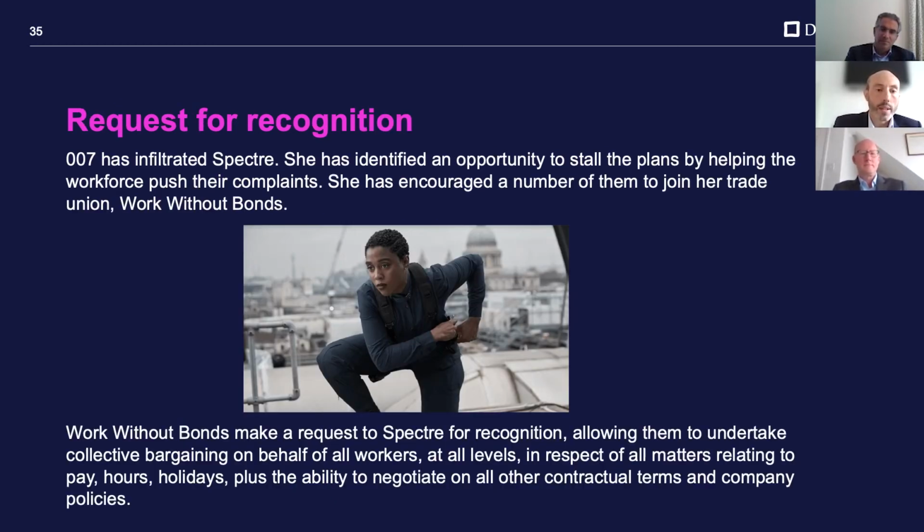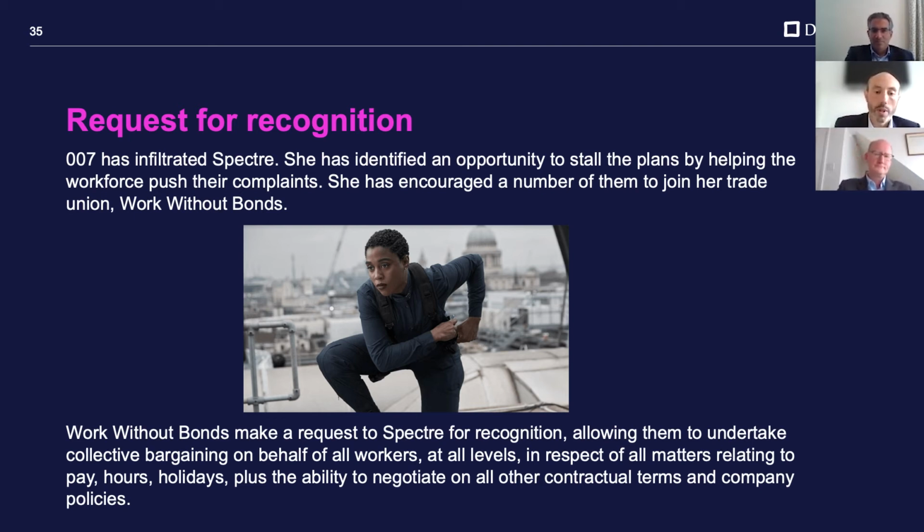So, in the background, 007 has managed to infiltrate Spectre. She has identified an opportunity to stall Blofeld's plans by helping the workforce push their complaints forward. She's encouraged a number of them to join her trade union, Work Without Bonds.